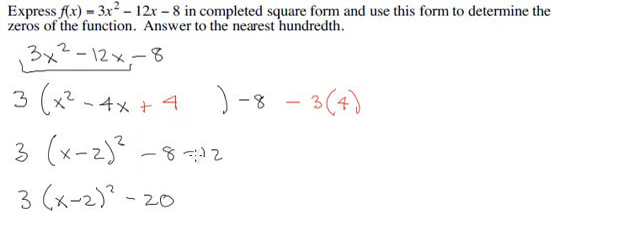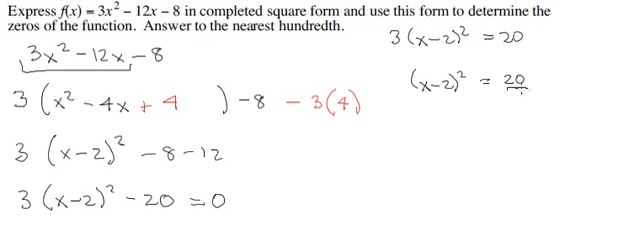Now, they say use that form to determine the zeros of the function. So if they want to know when all of this equals 0, now we have to solve that. So take the 20 to the right-hand side. Equals 20. Divide by 3. Square root both sides. X minus 2 equals plus or minus root 20 over 3.